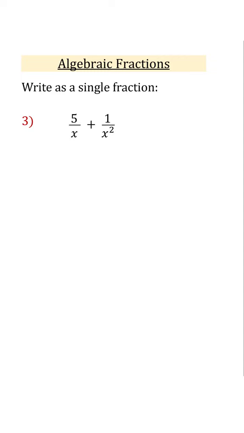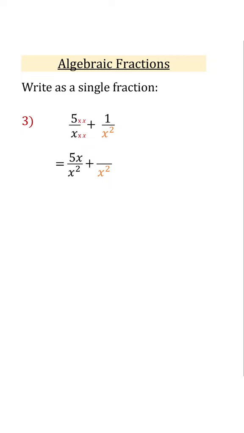For question 3, we are asked to write 5 over x plus 1 over x squared as a single fraction. If we compare the denominators, here we have x and x squared. Hence the lowest common denominator is x squared. For our first fraction, we have multiplied the bottom by x in order to get x squared. Hence we must do the same to the top. 5 multiplied by x is 5x.